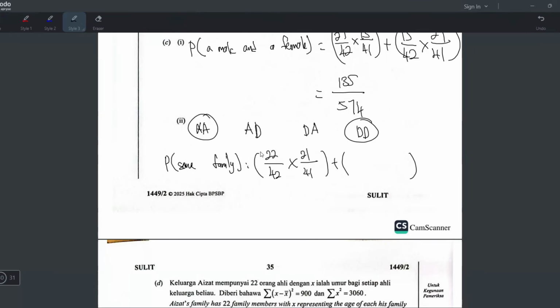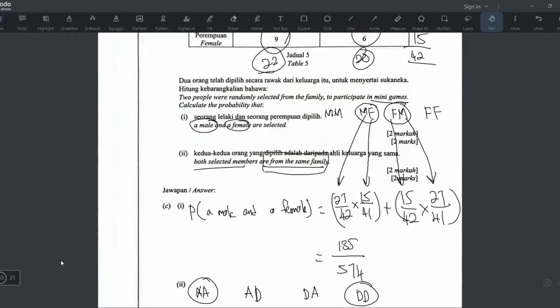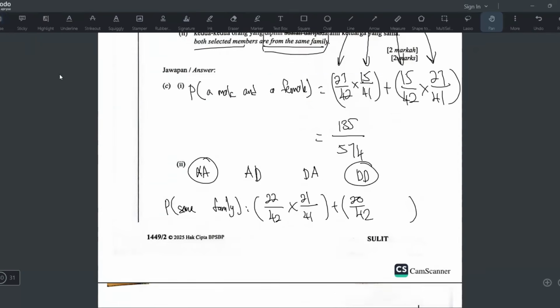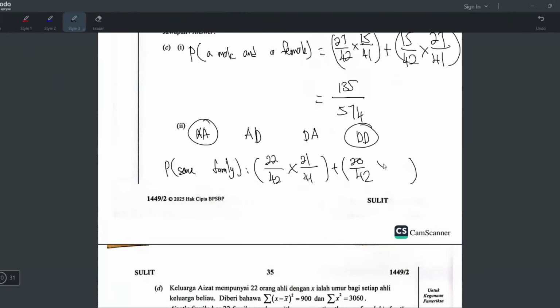Okay, for the Diva family, it will be 20 over 42. Let's double check. Yes, Diva has 20, right? So it's 20 out of 42. And the probability for the second Diva has to minus 1, so 19 over 41. Because the first one already chose the Diva family, when you're choosing the second member, there are only 19 left.